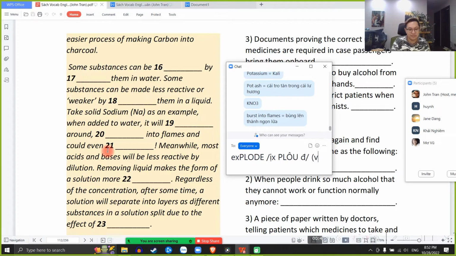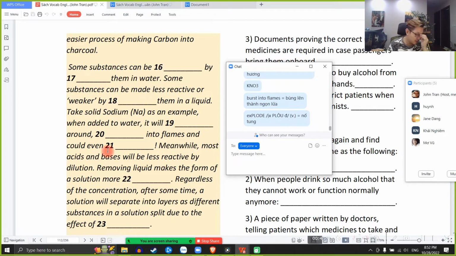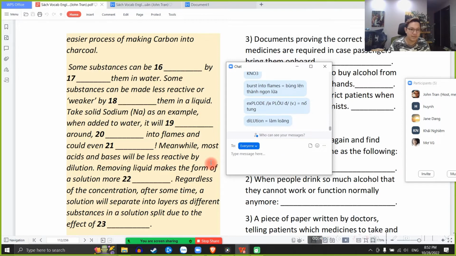Mấy bạn có lên trên mạng kiếm đi, nó sẽ ra một cái rất là hay, nhìn thí nghiệm rất là hay đúng không? Meanwhile, trong khi đó, phần đông acid và base, most acids and bases will be less reactive, nó sẽ ít phản ứng hơn bằng cái chuyện mà làm loãng, dilution. Cái việc làm loãng thì đương nhiên nó sẽ ít phản ứng hơn rồi, nó loãng hơn mà.